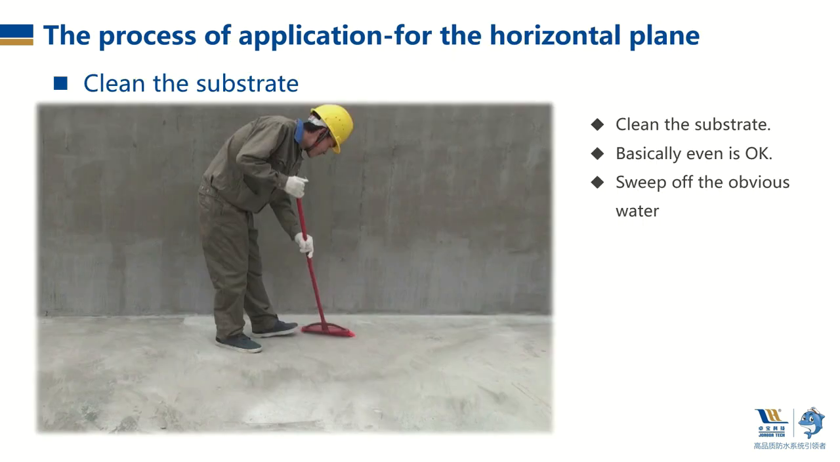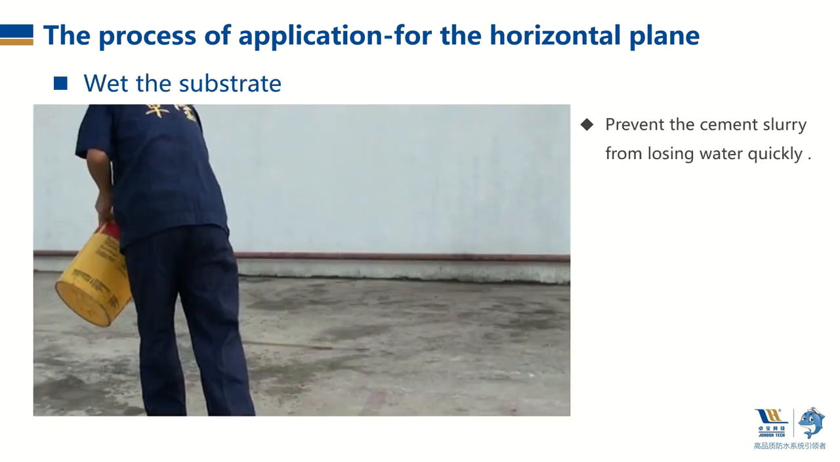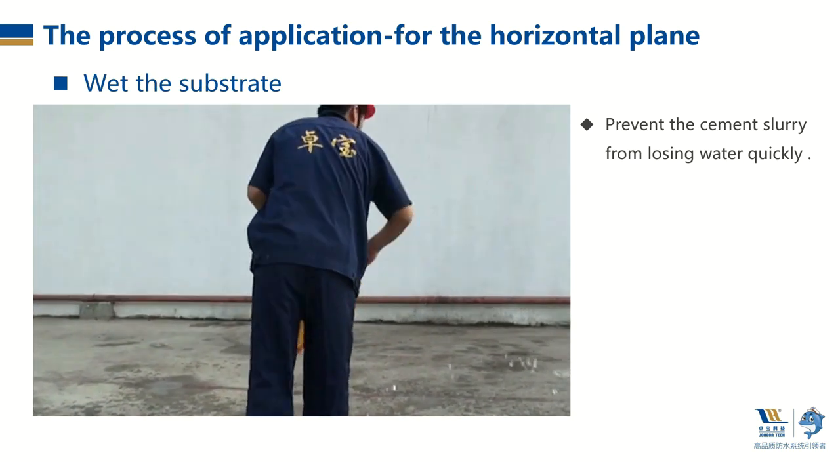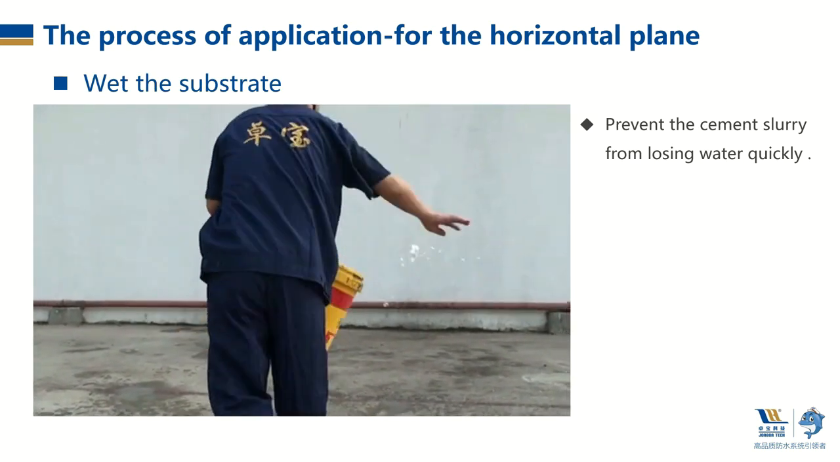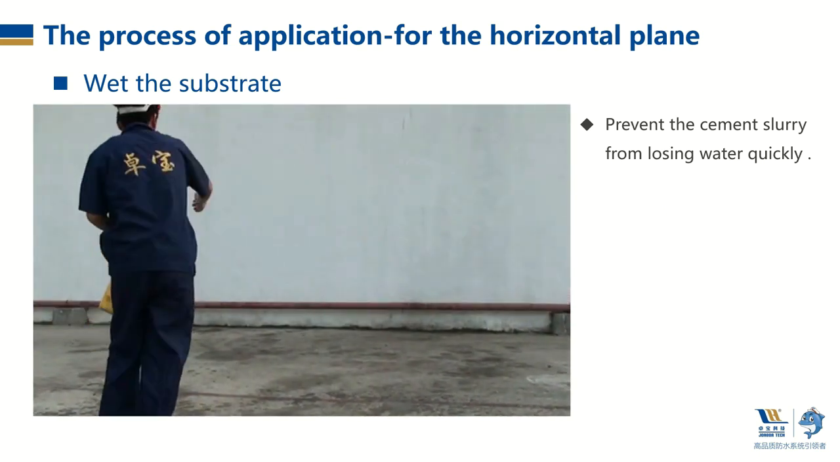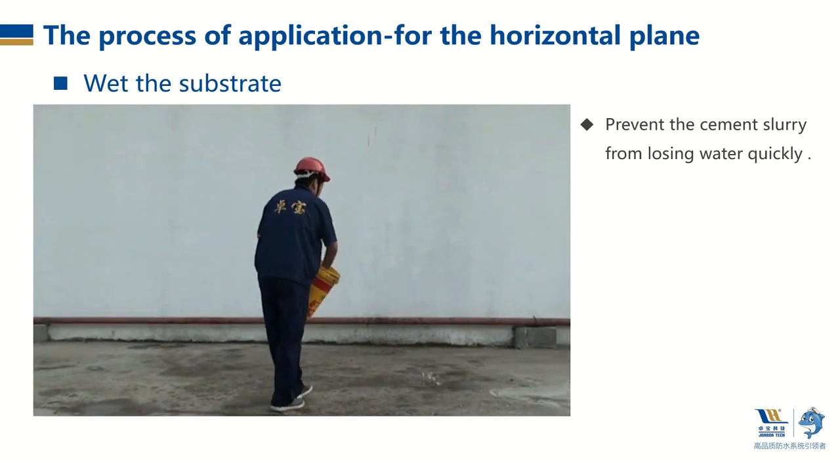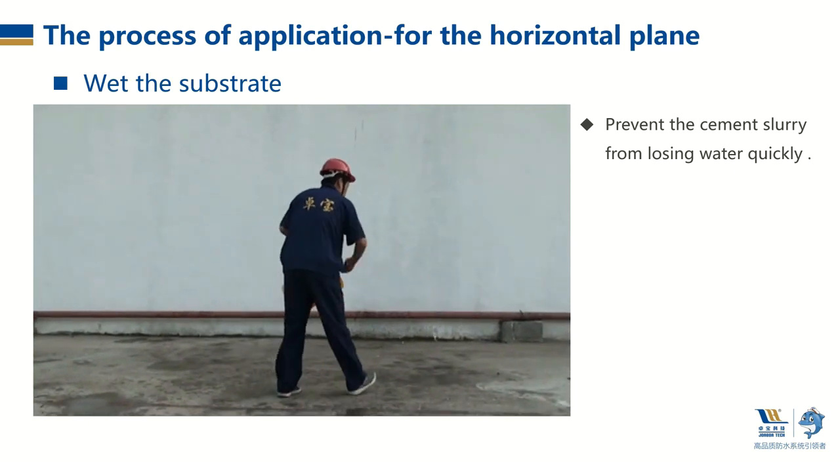Now the steps. Clean the substrate with a broom or air blower. Wet the substrate. If the substrate is too dry, it will absorb the water in the cement slurry and cause it to lose water too fast. Then it will lead to bulging.